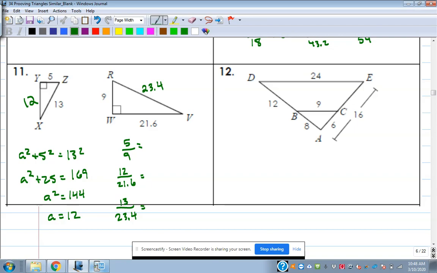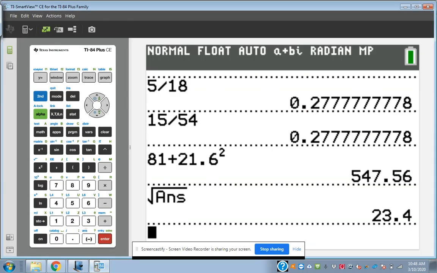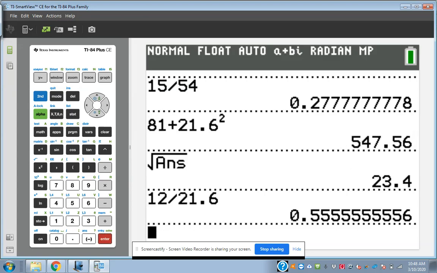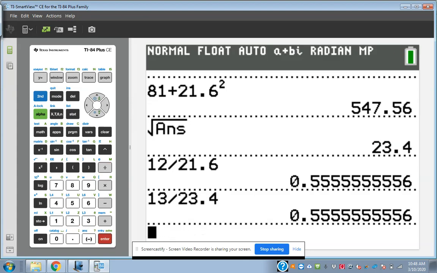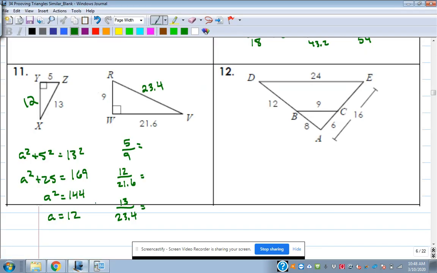Work that out. I know what 5 over 9 is. It's 0.5 repeating. So 12 over 21.6, 0.5 repeating, 13 over 23.4, 0.5 repeating. They all are the same there. Check, check, check. Yes. And similarity statement.